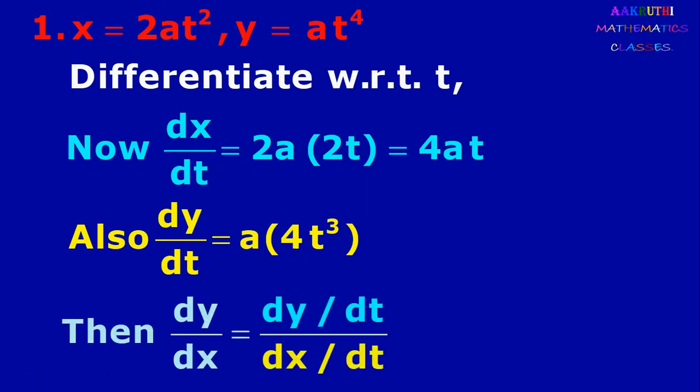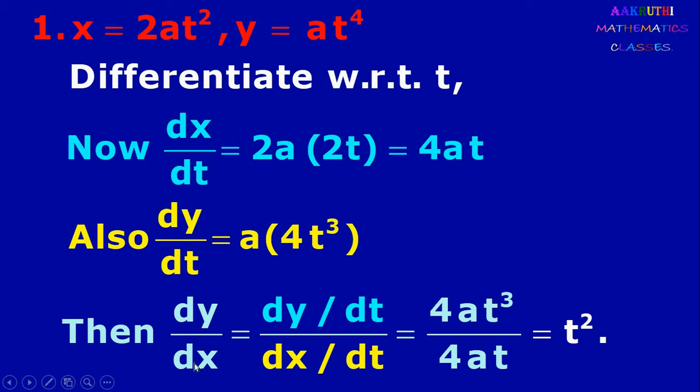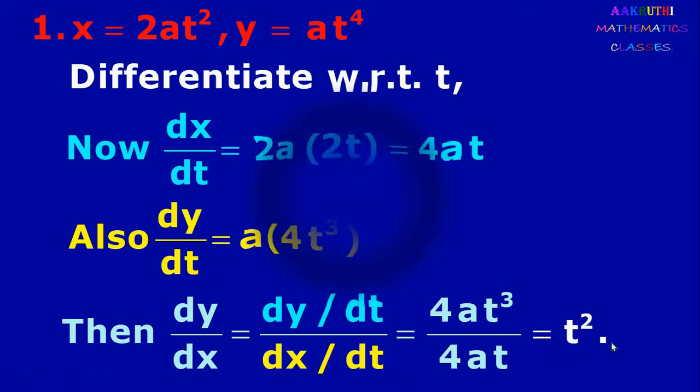So now find dy by dx. dy by dx is dy by dt divided by dx by dt. So it is 4a t cube divided by 4at. 4a cancels and one t gets cancelled, remaining is t square. So therefore dy by dx is t square.